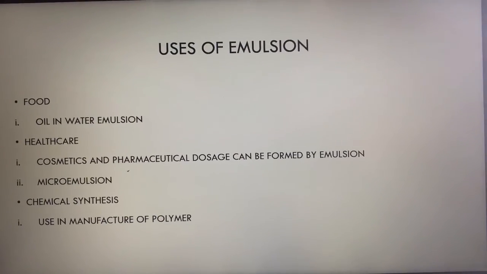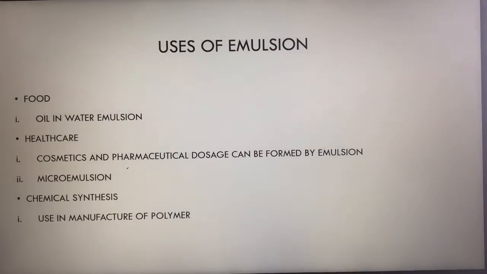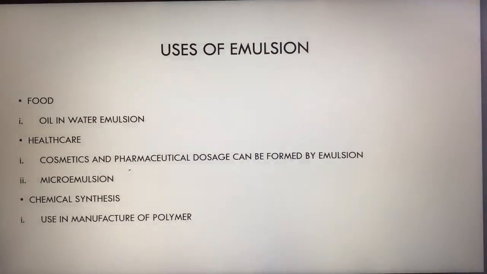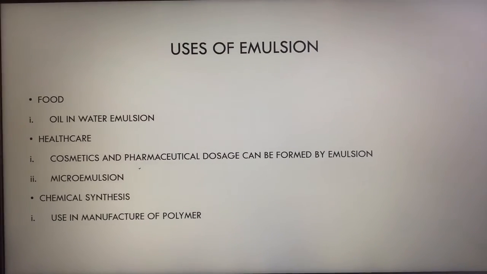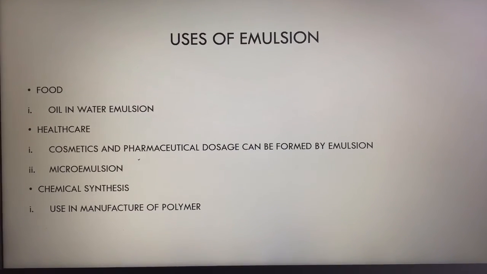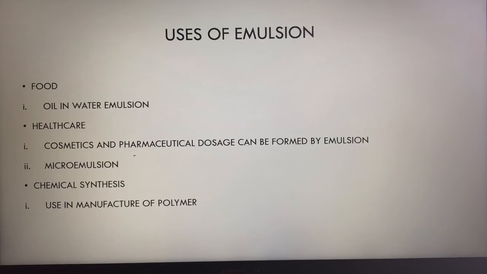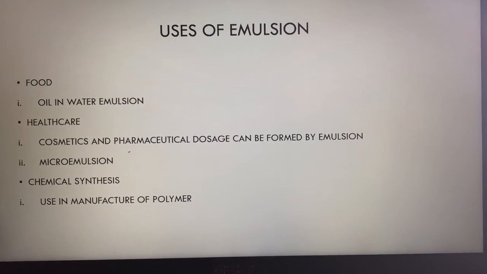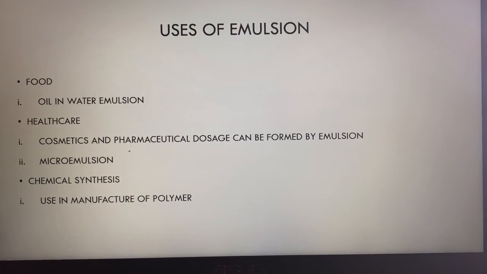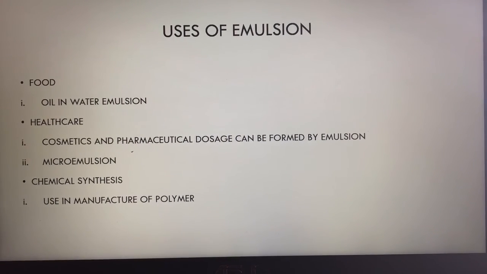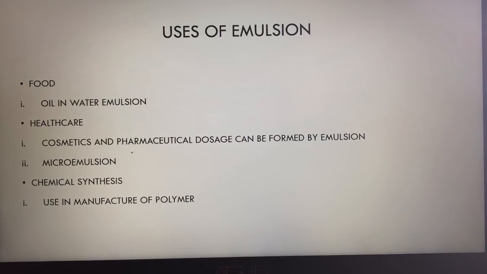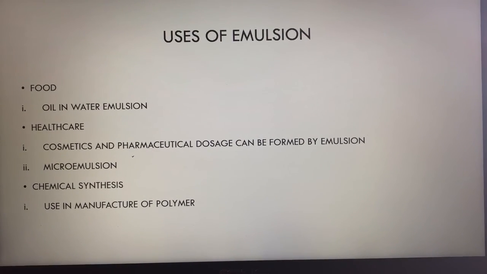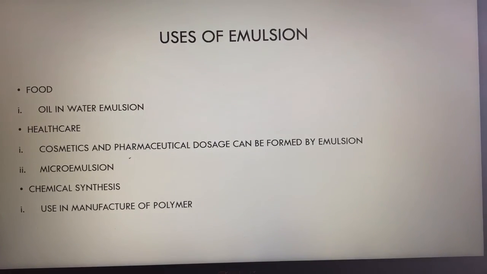For food, oil in water emulsions are common in food products. Examples are butter and margarine. For healthcare, many cosmetic and pharmaceutical dosage forms are made from emulsions. And for the last, chemical synthesis, emulsions are used in the manufacturing of polymers. The type of polymer is polymer dispersion. For example, glues and paints.